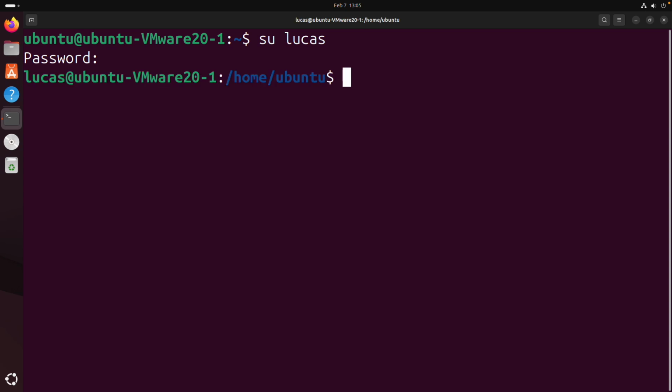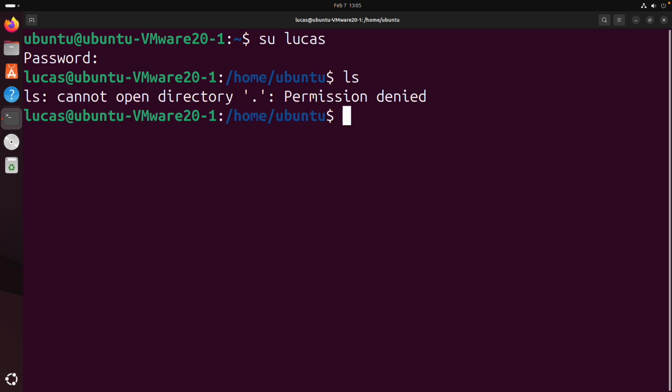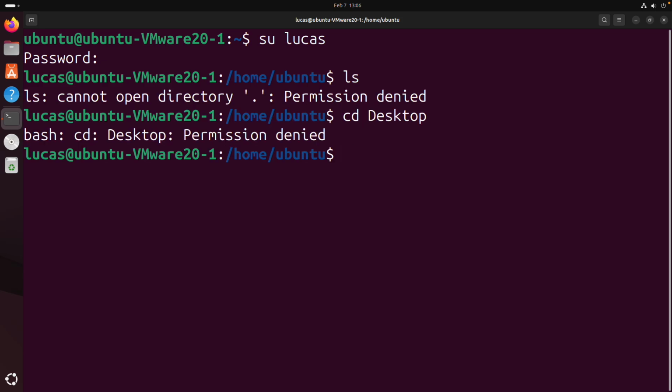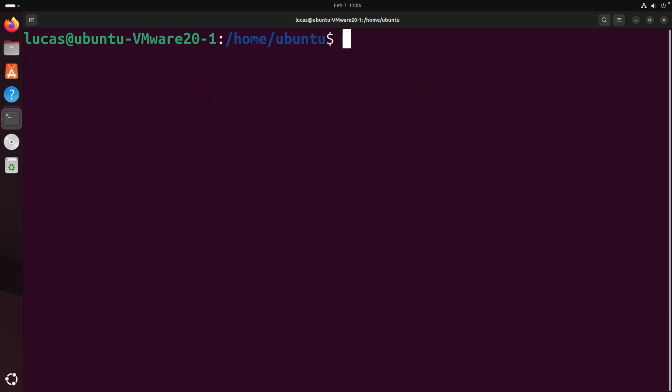Logged in as Lucas, I cannot even see what user Ubuntu has. I cannot check its desktop. I cannot do anything on user Ubuntu. And this is expected since Lucas is a low privileged user.